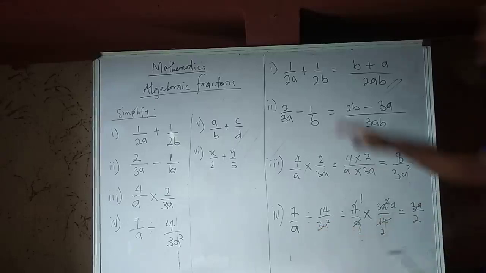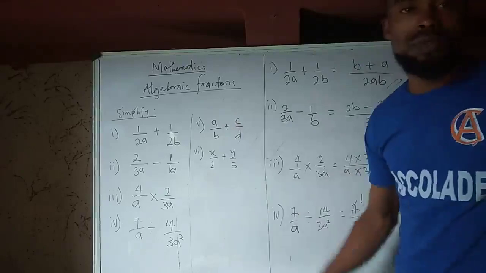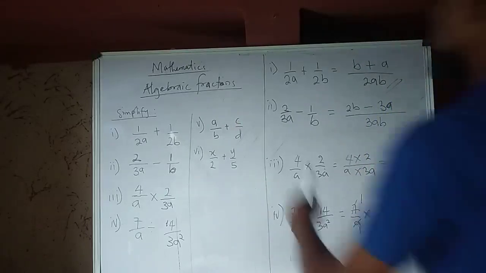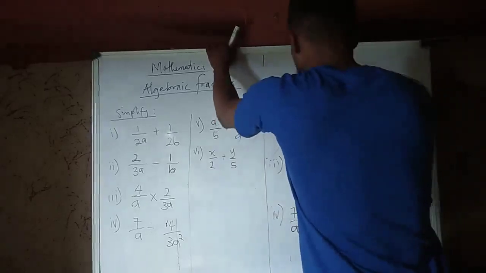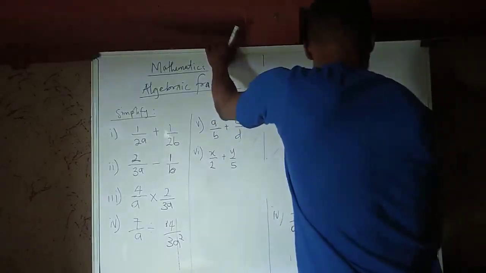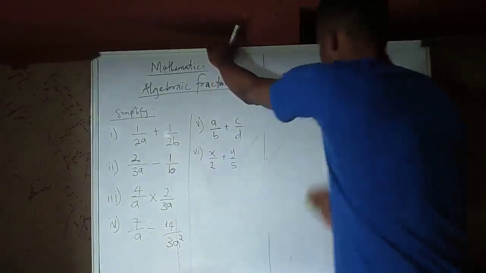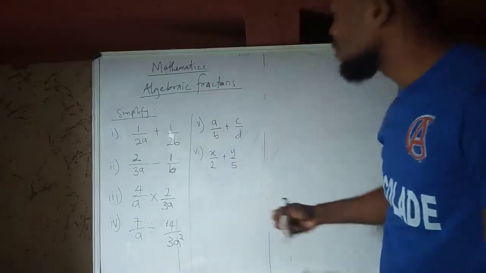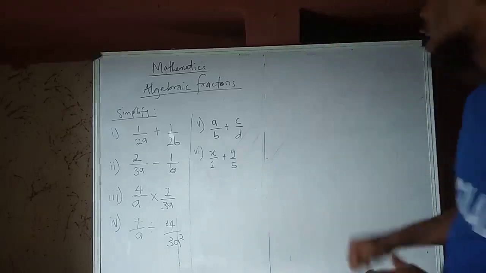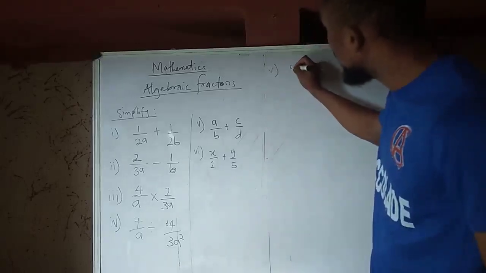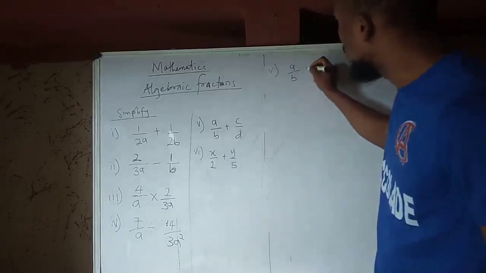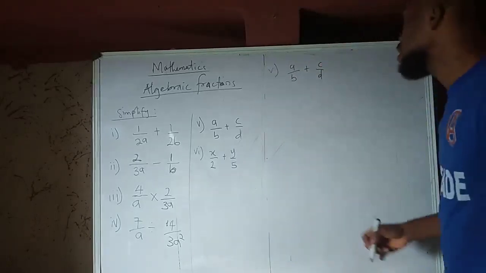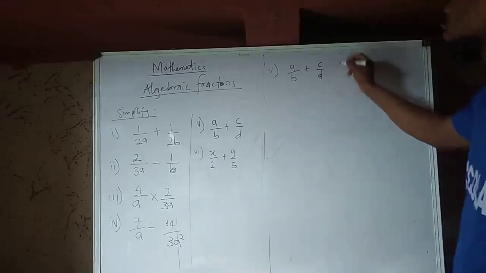Alright, so I'm going to wipe this off now so that I can proceed with the solution of the other problems we have here. Okay, so let's take on the fifth problem here. The fifth problem we have here is that we have a over b plus c over d. Okay, a over b plus c over d.